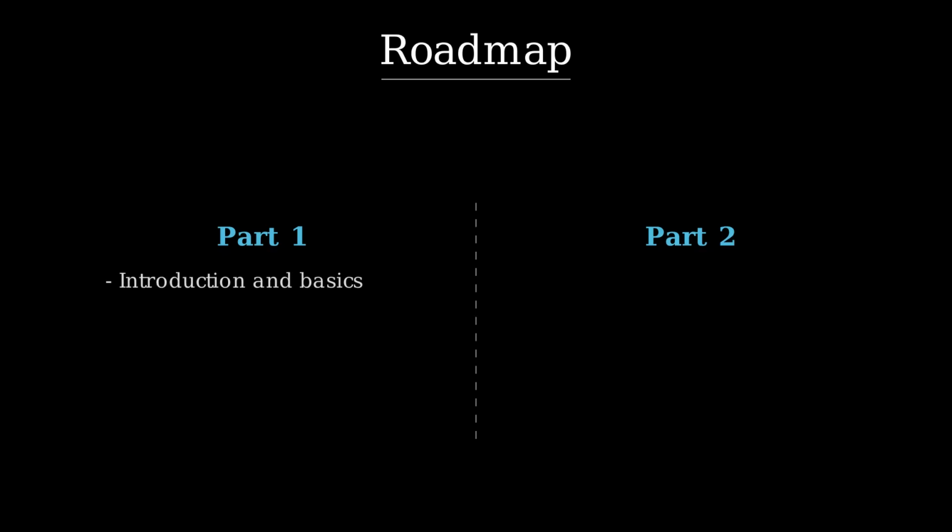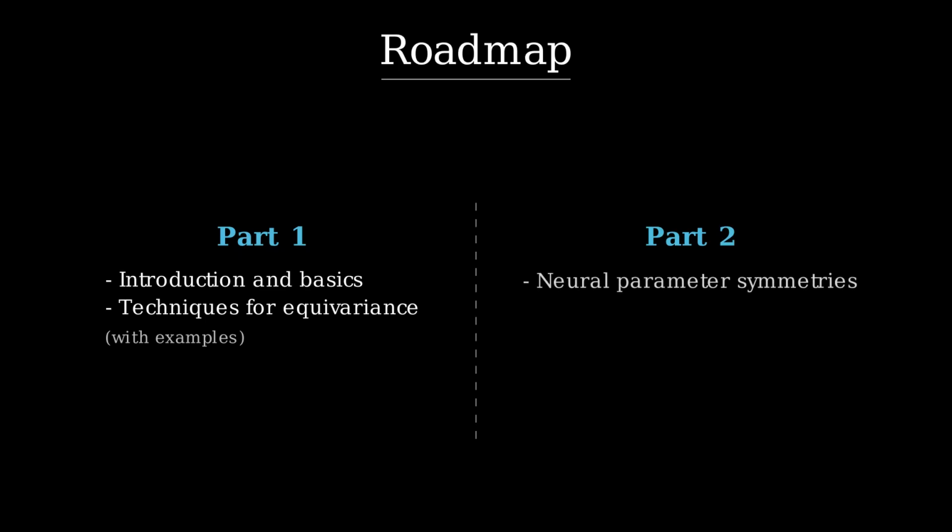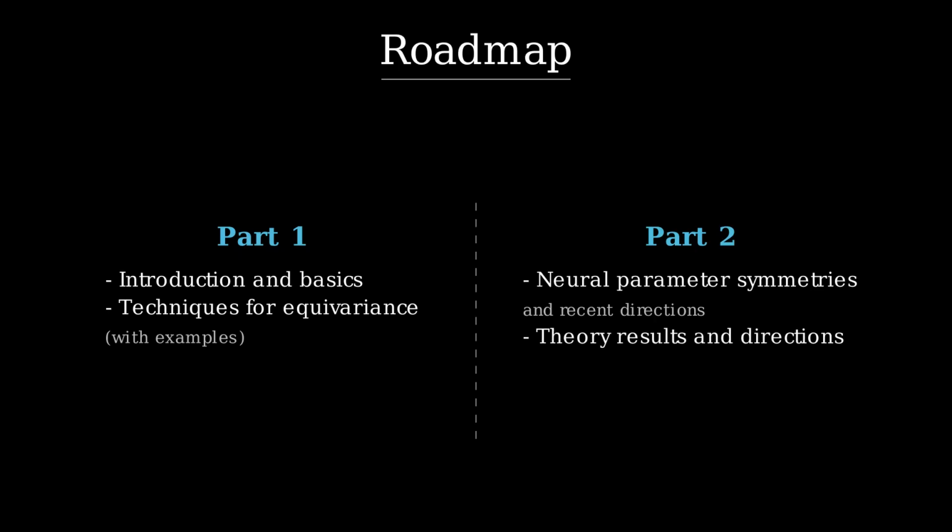Before we dive into the math, let us step back and orient ourselves. This tutorial is structured in two parts. Part 1 covered the introduction and basics of symmetry invariance and equivariance and techniques for building equivariant models, with concrete examples. Part 2 goes deeper: neural parameter symmetries and other recent directions, theoretical results, and a broader discussion of the field. Throughout, we keep coming back to two key definitions.